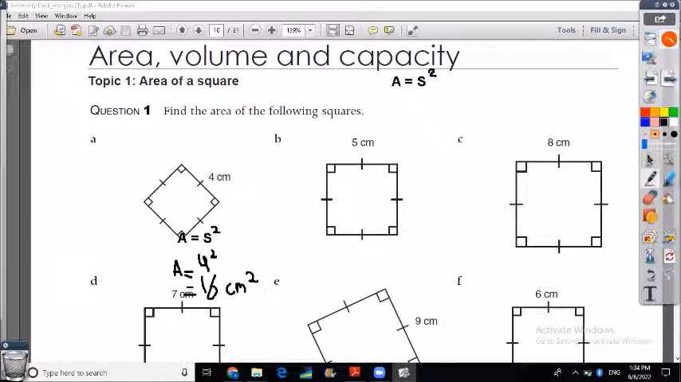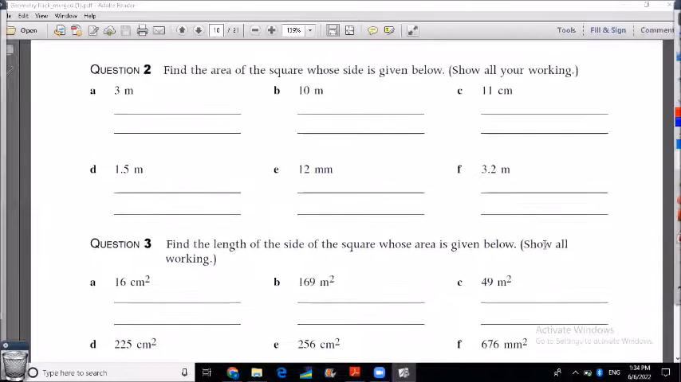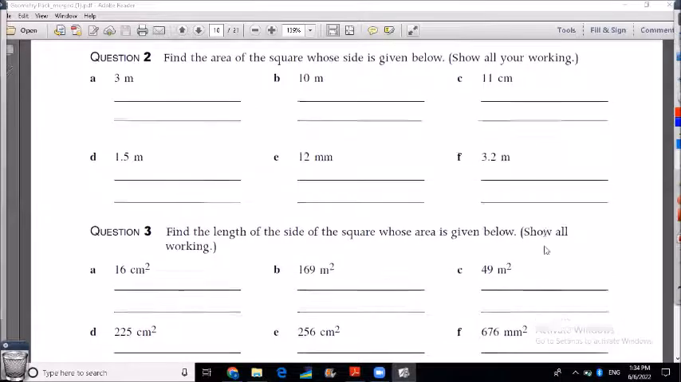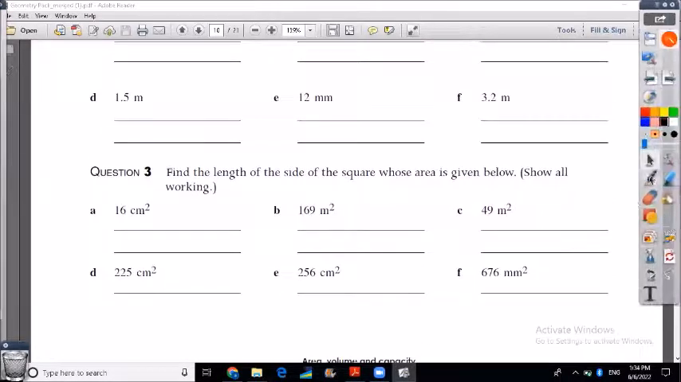The same thing exactly with the rest of the questions, but what if they are giving us the area and they are requesting the length of the side? So here they're giving you the area.